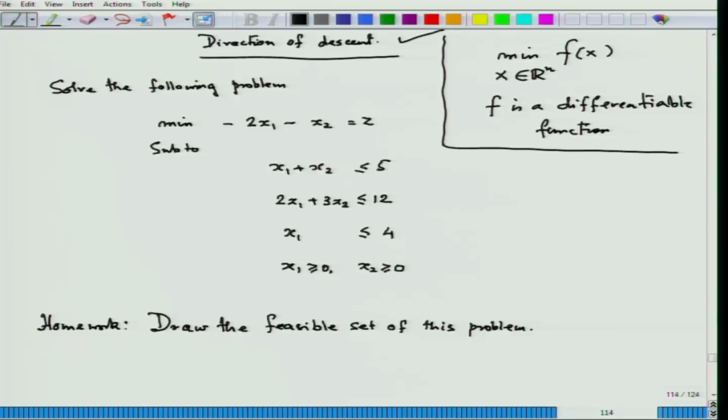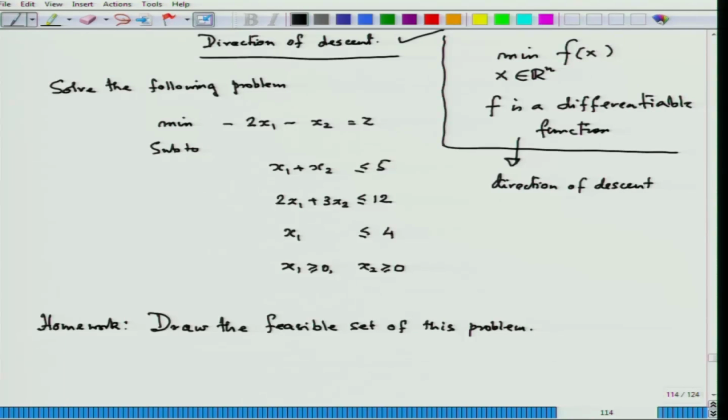I began by reminding you that we were supposed to talk about the direction of descent of a differentiable function over the whole R n. We are trying to minimize a differentiable function over whole R n, and we are going to talk about the direction of descent. That means if I move along that direction, my functional value would decrease because I am minimizing.